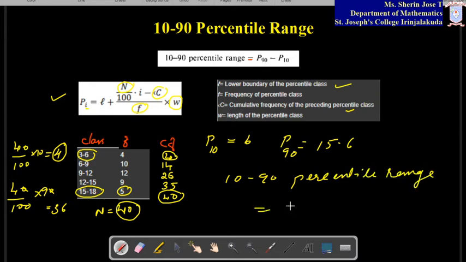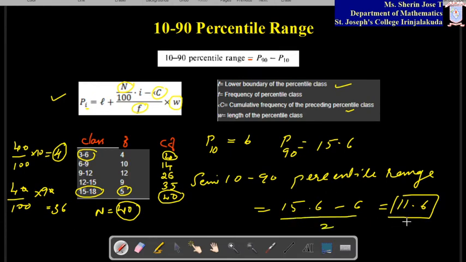Equal to P90 minus P10, that is 15.6 minus 6 equal to 11.6. This is the percentile range. Semi percentile range, if you are finding, you have to divide by 2 here. So here also divide by 2. So that will give you 5.8. If it is semi percentile range from 10 to 90, you get 5.8.